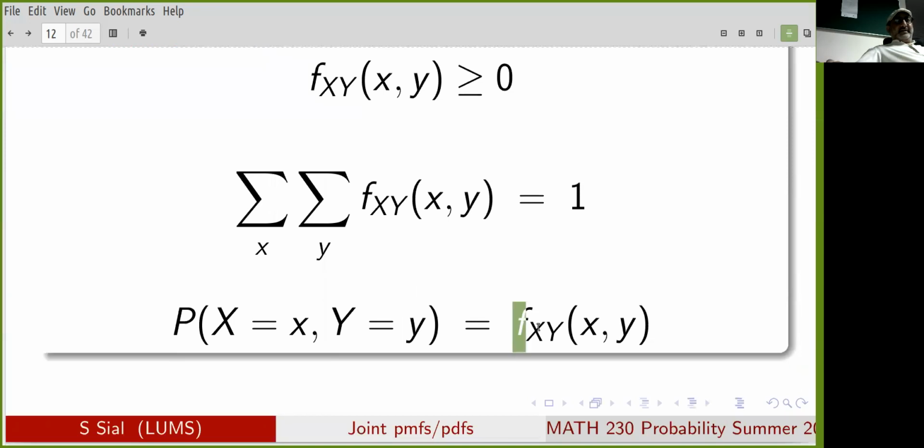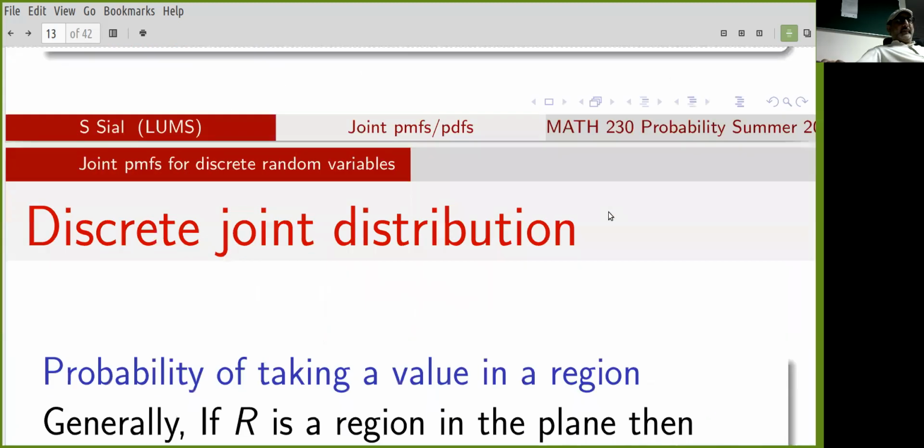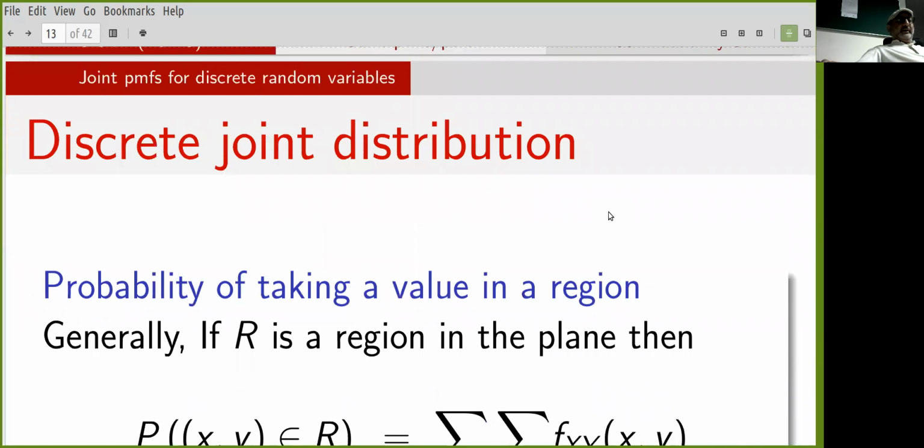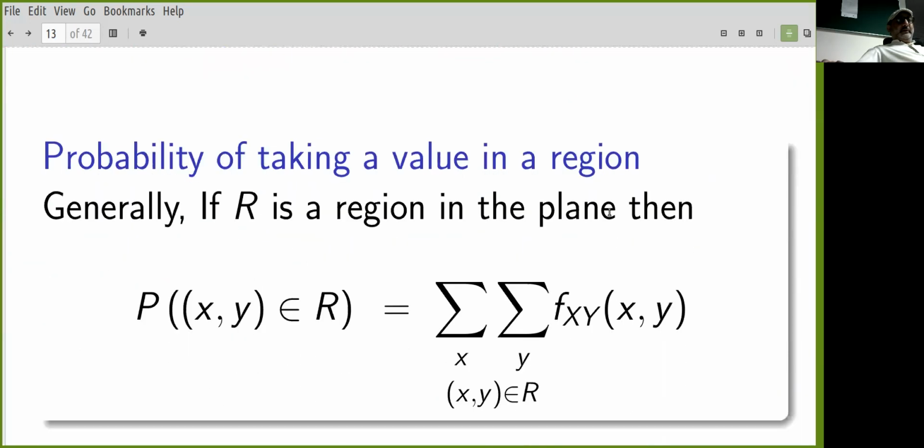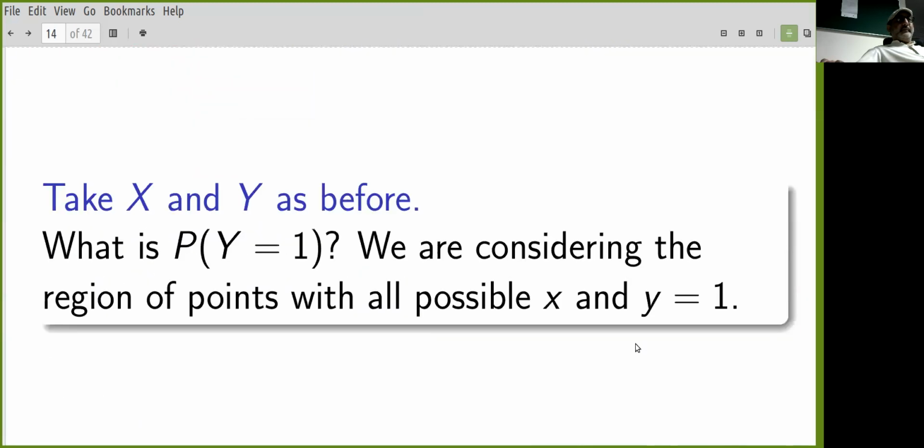And what does this mean? The PMF f sub xy at x and y is the probability that x takes the value x, and at the same time y takes the value y. Okay. And if you want the probability of taking a value in a region, right, then you sum the PMFs over all x, y such that (x, y) lies in that region in the plane. Okay.